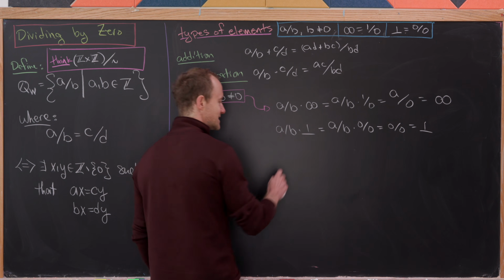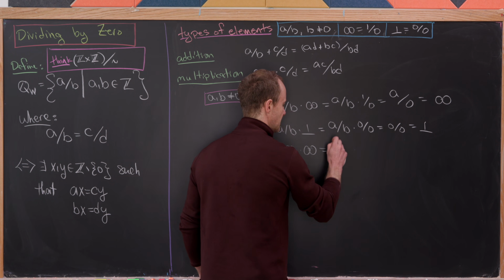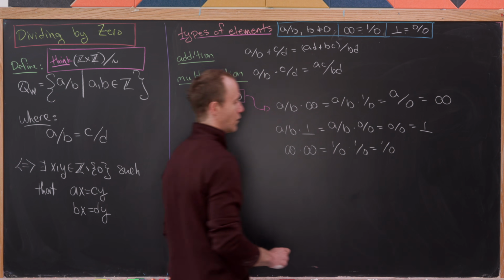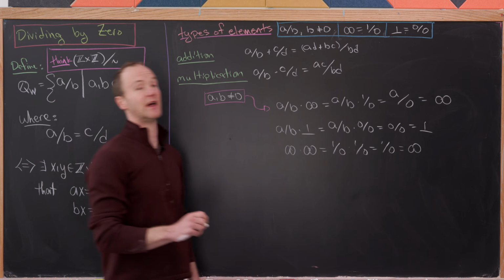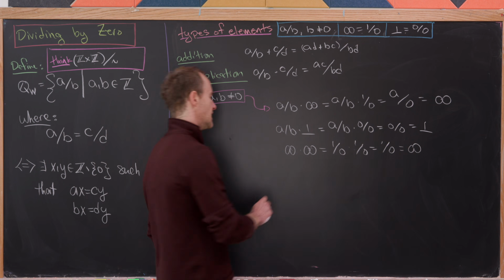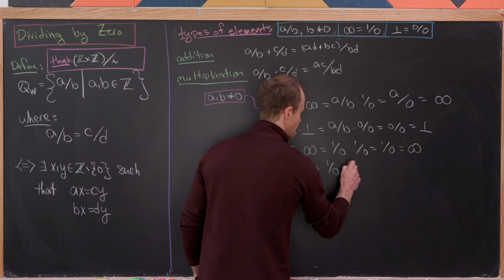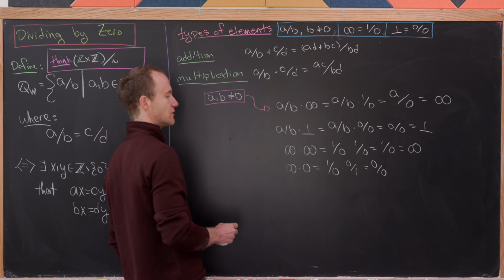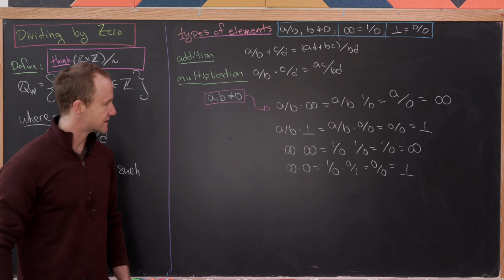But now let's notice this. If we take infinity times infinity, then we'll have 1 over 0 times 1 over 0, which is again another 1 over 0. But that's going to be infinity, so that's how you would multiply two infinities. If you take infinity times 0, well, then we could write that as 1 over 0 times 0 over 1, which by our multiplication rule is 0 over 0, which gives us our perpendicular element.